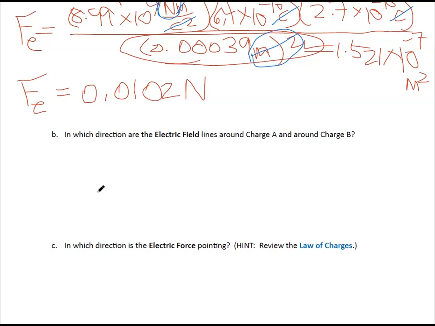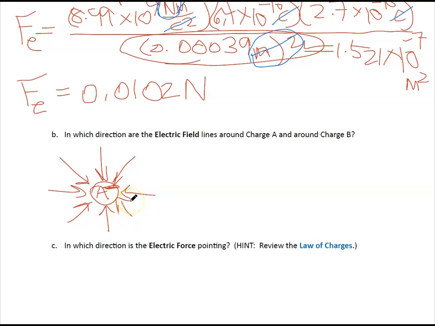So question B says, in which direction are the electric field lines around charge A and around charge B? It's not asking you the direction of the force. It's asking you the direction of the field lines. And one thing we know about field lines is anytime you have a negative charge, of any kind, the field lines always point inward. So you would get something that looks like this.